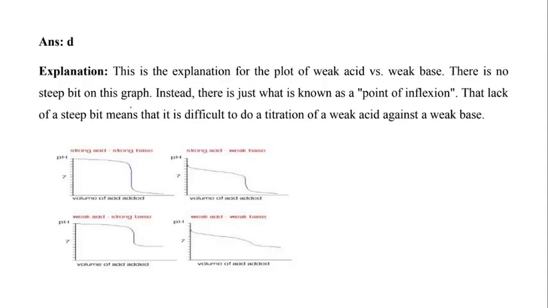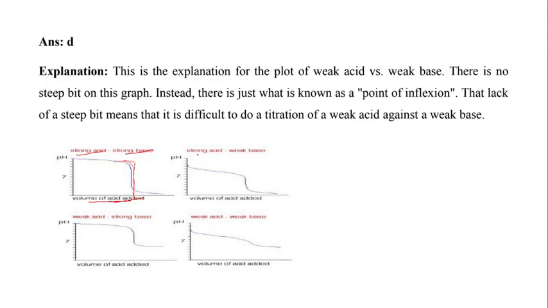Here you can see a graph and you can explain here. First of all, it is strong acid and strong base, and volume of acid added. So what is happening here is that at a particular volume the pH of the solution will decrease sharply, because you are adding strong acid and the base is also strong.